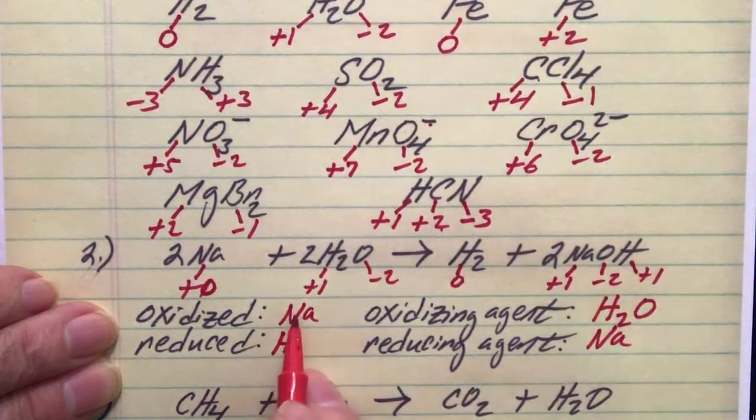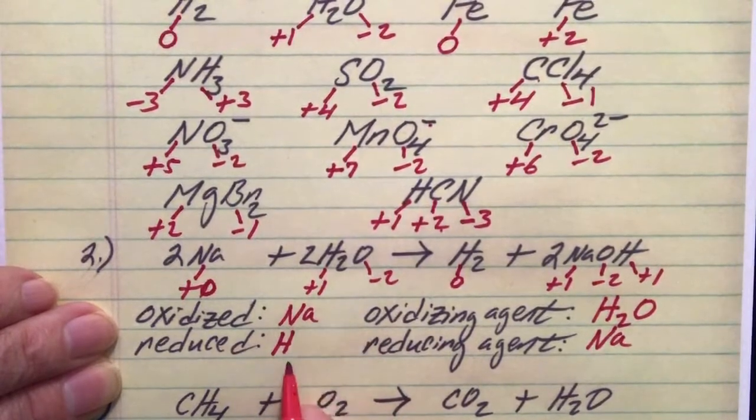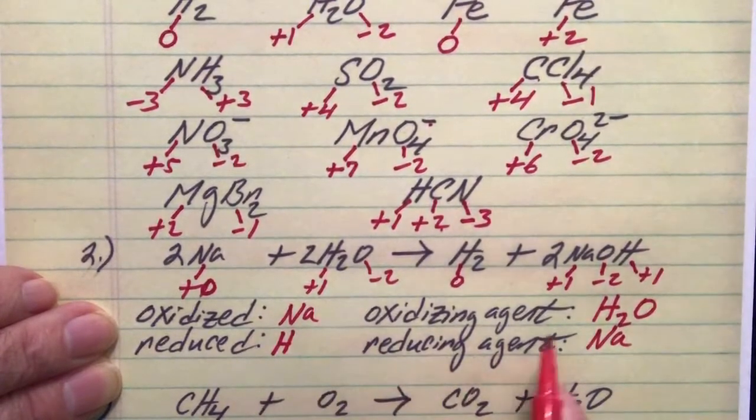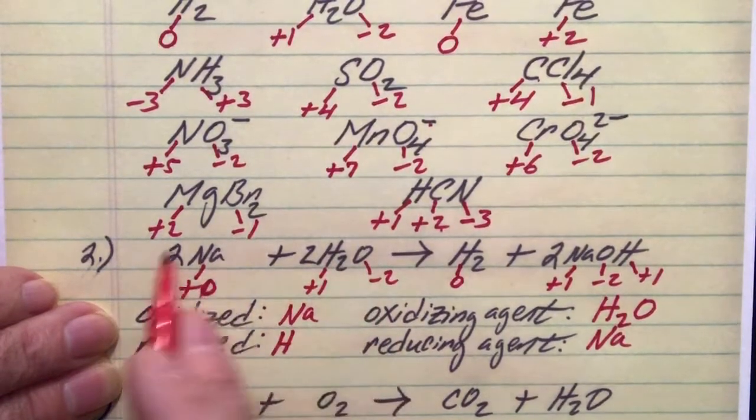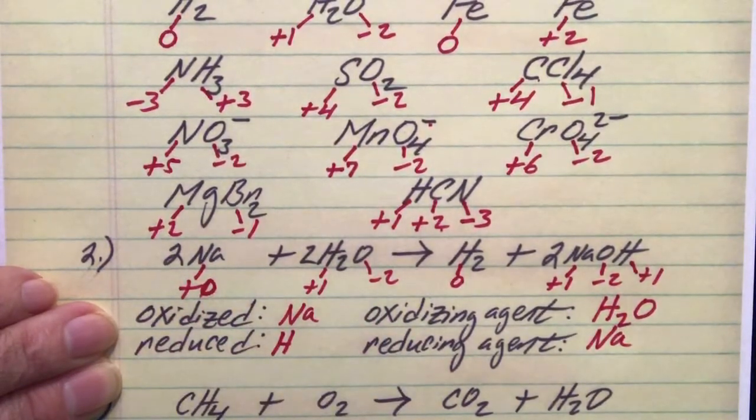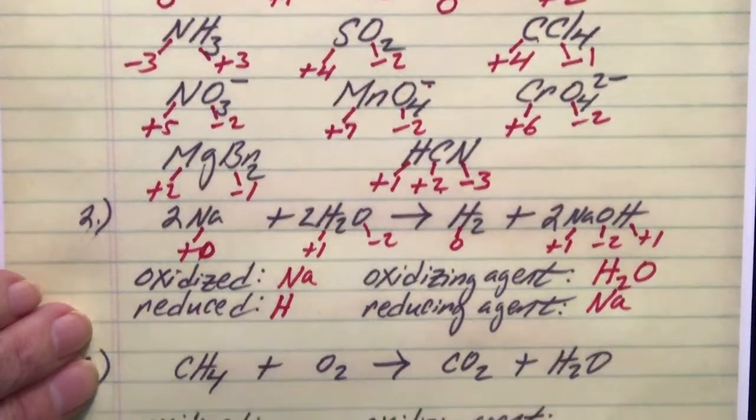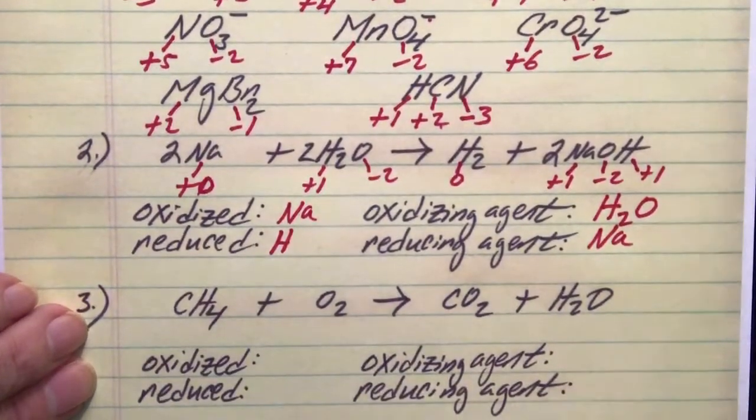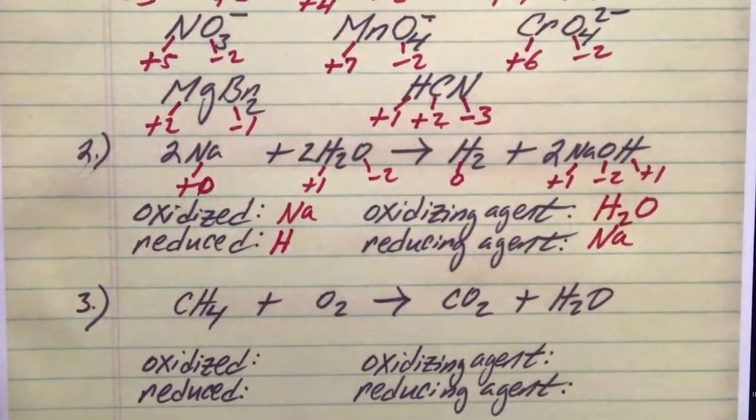Again, notice when we identify what is being oxidized and what is being reduced, it's just the atoms themselves. For the oxidizing agent or the reducing agent, it's the reactant itself, the whole thing, whatever it might be. All right, so let's do the next one. Now you can stop the video here and try it yourself and then come back. But I will do it right now.